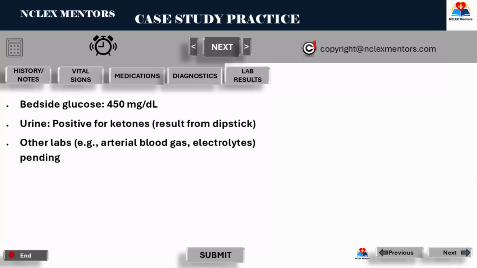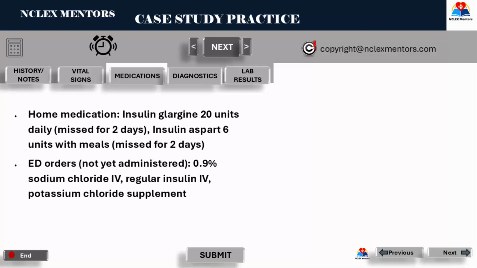Abdominal tenderness, but no rebound pain, which might indicate an abdominal issue but isn't the primary concern here. The lab results show a glucose level of 450 milligrams, clearly high, which is expected in DKA. Urine is positive for ketones, also pointing towards DKA. The home medications include insulin glargine and insulin aspart, but she missed doses of both for 2 days.